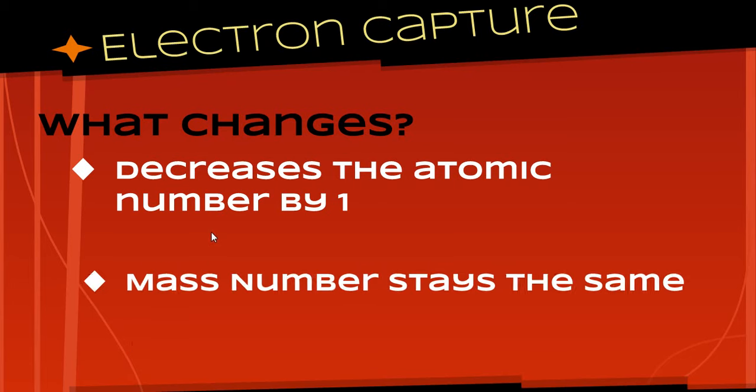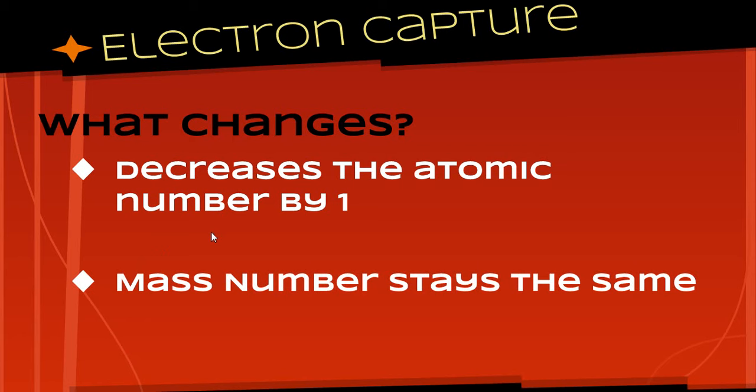Once again, the mass number remains the same. So we're just turning a proton into a neutron. Same example, 5 and 5 is equal to 10, 6 and 4 is equal to 10. So the mass number is remaining the same.